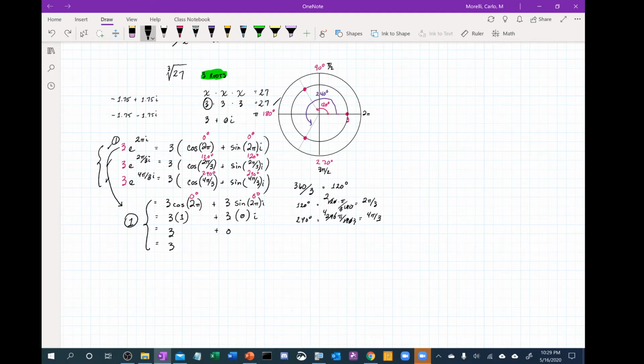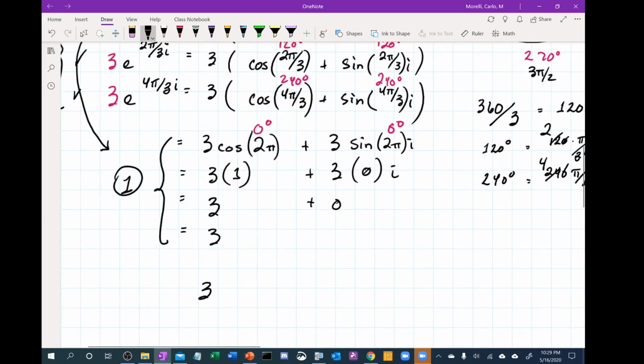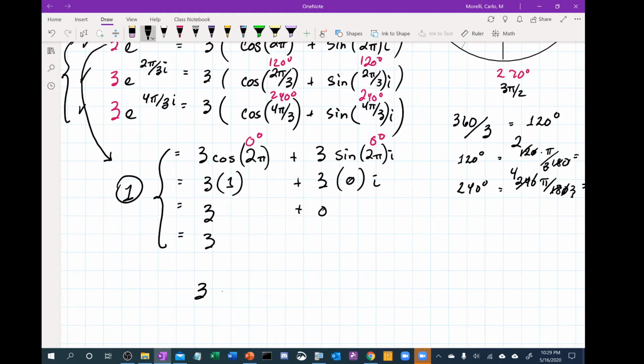The second one said that we had 3, and we'll distribute it out. 3 cosine, let me zoom back in, 3 cosine of 2 pi over 3, which is 120 degrees. If you're keeping track, I better keep the color scheme going. This is 120 degrees.